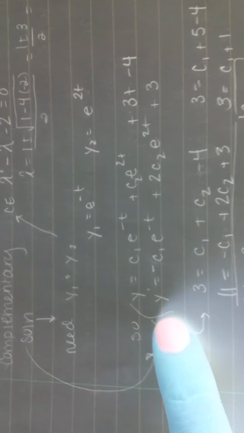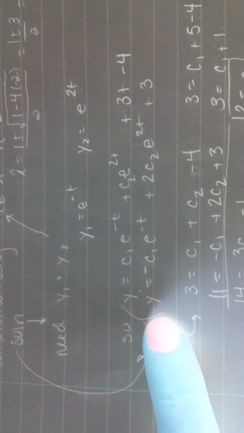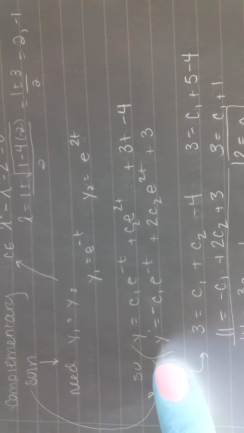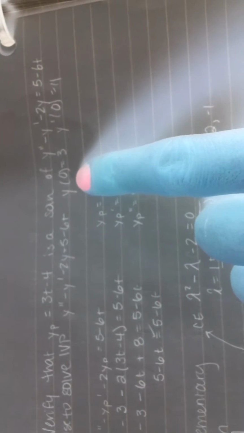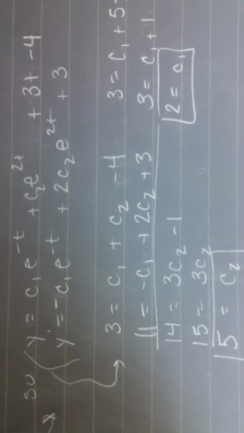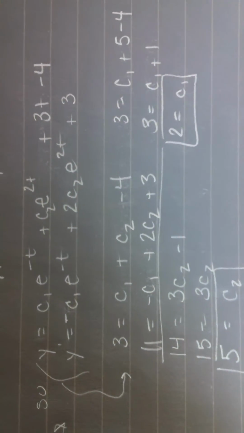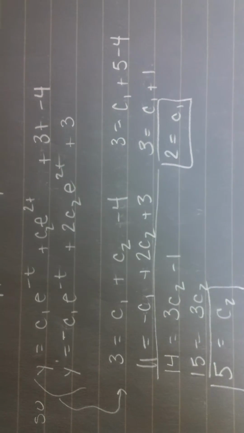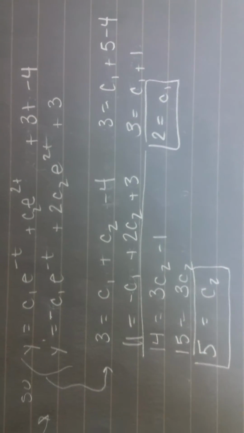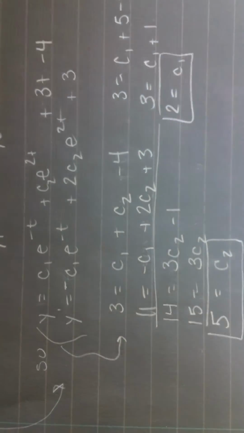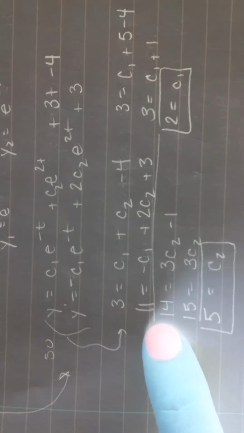So my y prime was negative c1 e to the negative t plus 2c2 e to the 2t plus 3. And so now I plug in those initial values, which were y of 0 equals 3 and y prime of 0 equals 11. So I come down to where I plug those in, and I've got 3 equals c1 plus c2 minus 4, and 11 equals negative c1 plus 2c2 plus 3. These just come from plugging in my initial values.